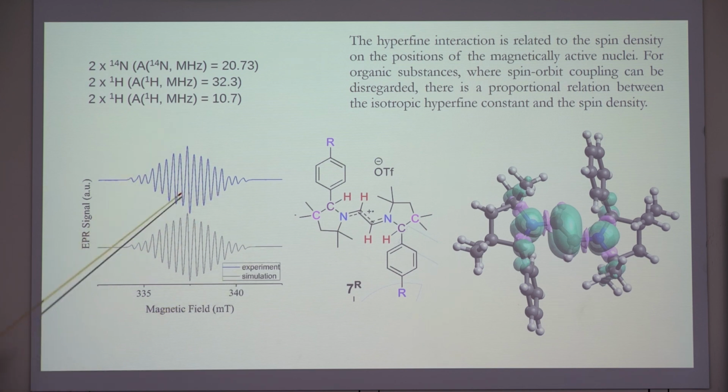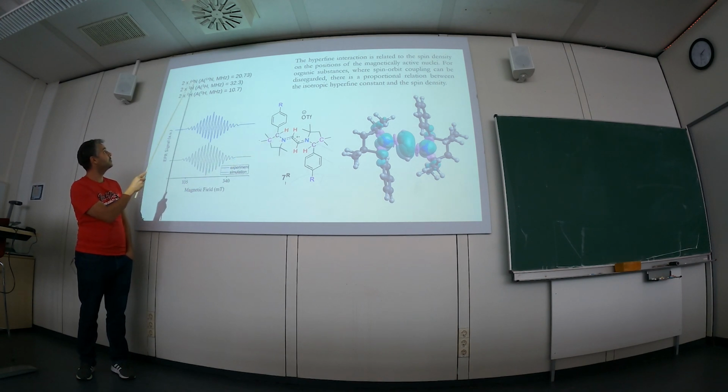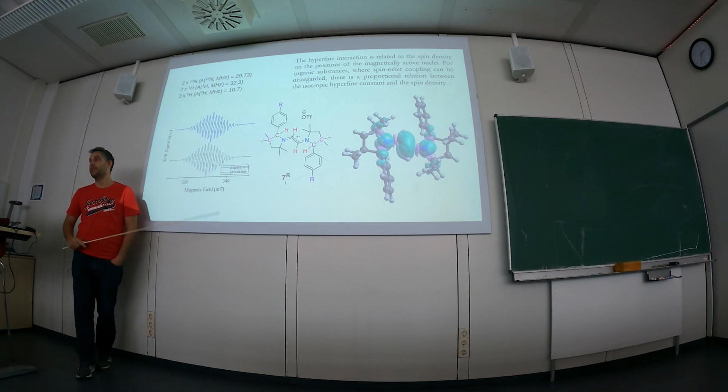So this is the pattern. This is an experiment, and you see the simulation is quite good. Probably not perfect, but quite good. You can simulate it with all of these, and it was nice because it was very symmetric. You have these two nitrogens, you see them here, two hydrogens with these large values, and these other two hydrogens with a lower hyperfine splitting.